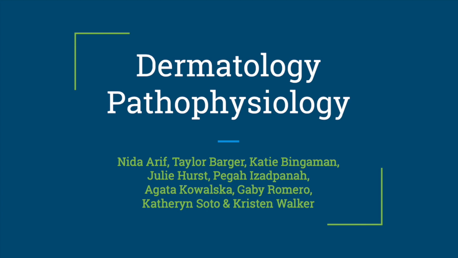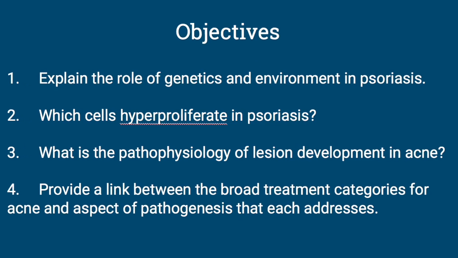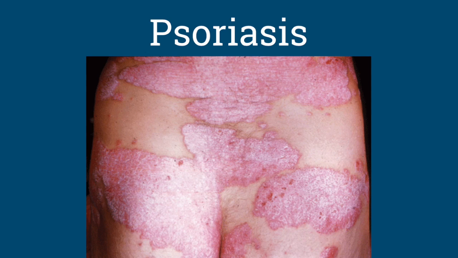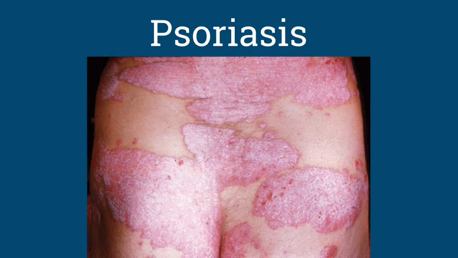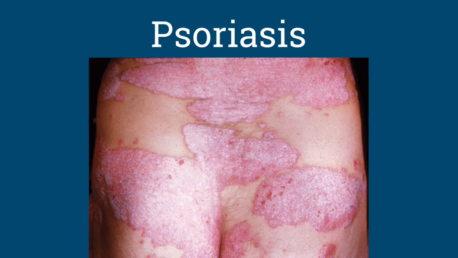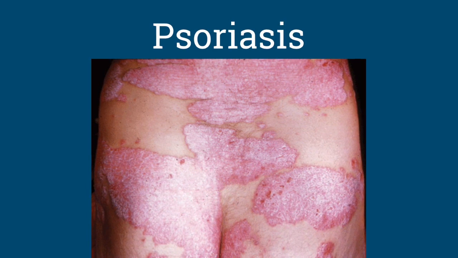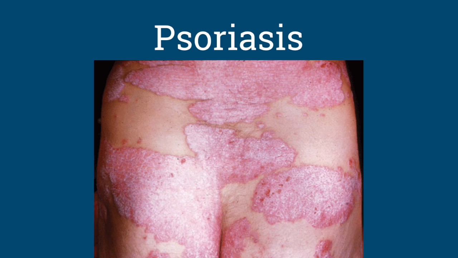Alright, this is the Dermatology Pathophysiology from Module 1. These are the objectives that we will be answering throughout this lecture. Okay, so our first topic is psoriasis, which is distinguished by sharply marginated erythematous, silvery, scaly plaques.